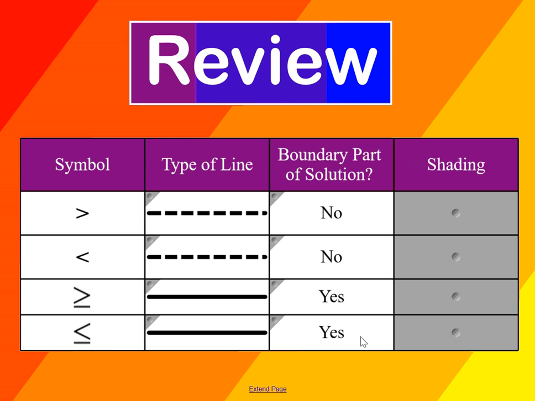Our shading, if we have a greater than sign, it's going to be shaded above the line. So notice two greater than signs are shaded above the line. If it's a less than sign, it's going to be shaded below the graph.